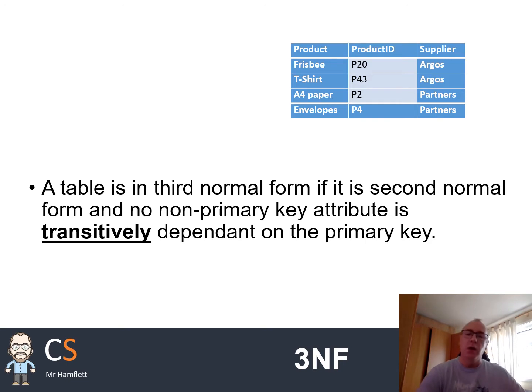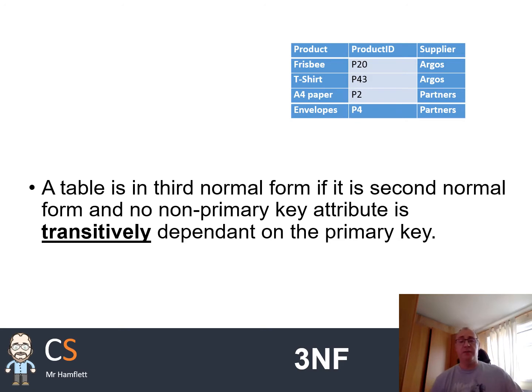Okay. So a table is in third normal form if it's in second normal form and there's no non-primary key attributes which are transitive dependent on the primary key. Now, this is a really complicated definition, but actually, as it turns out, it's quite simple, but it's hard to spot if you're looking for it specifically.